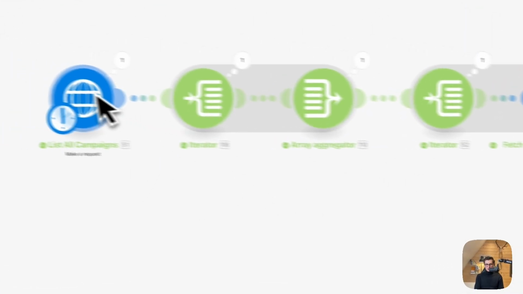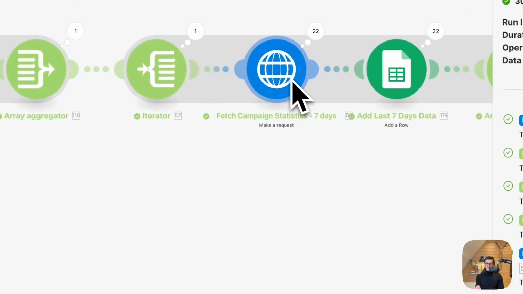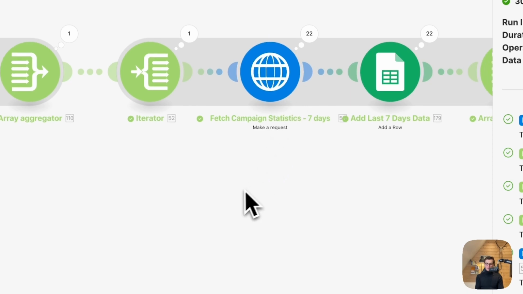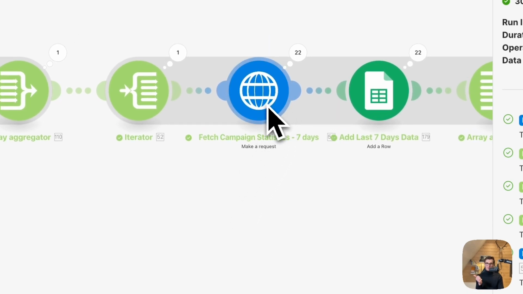Then once I've listed all of the campaign ID and client ID, I start analyzing all of the campaign IDs, because you need the campaign ID to get all of the data.